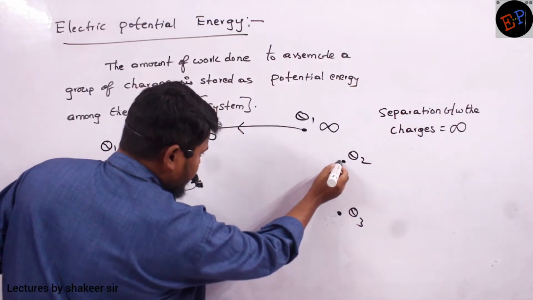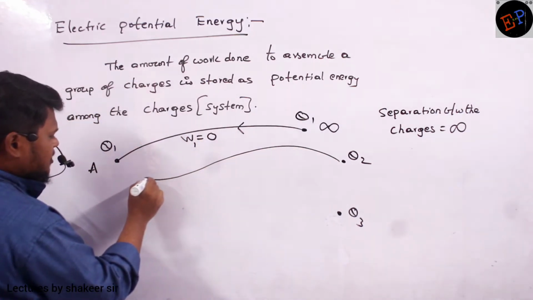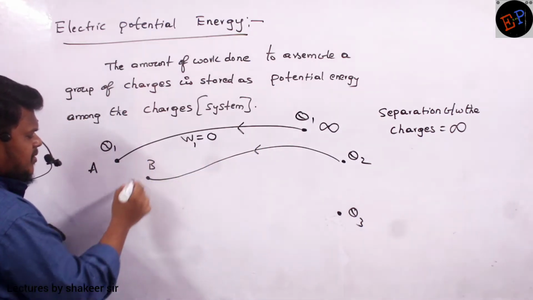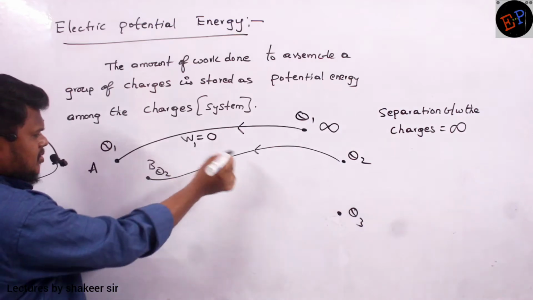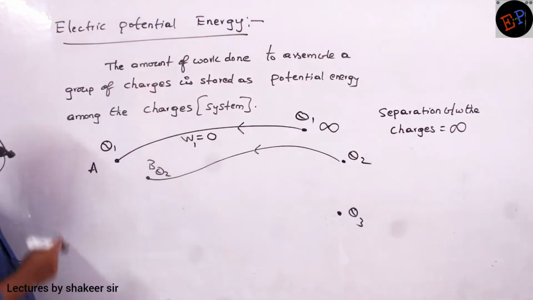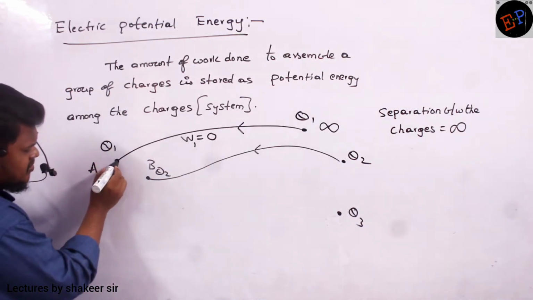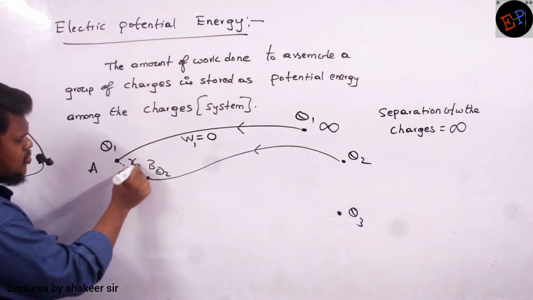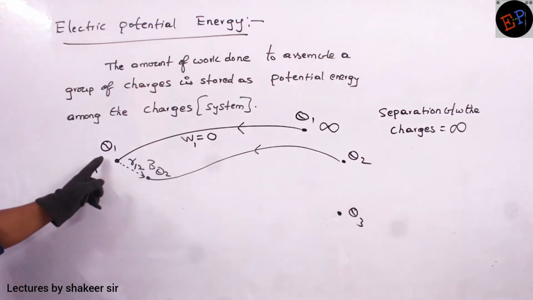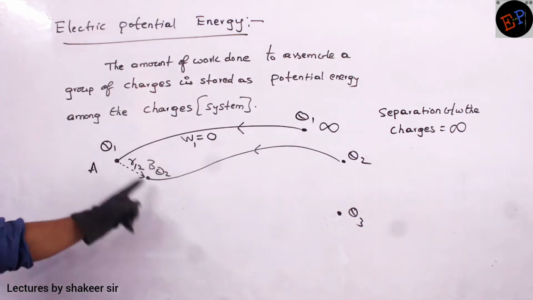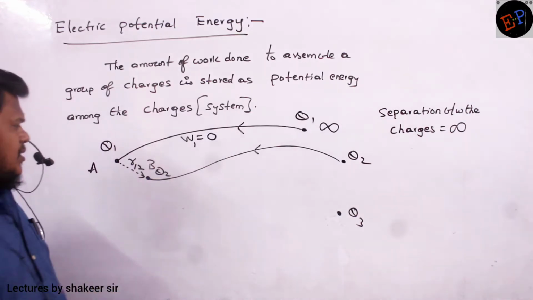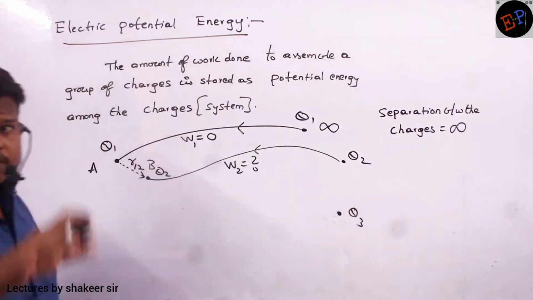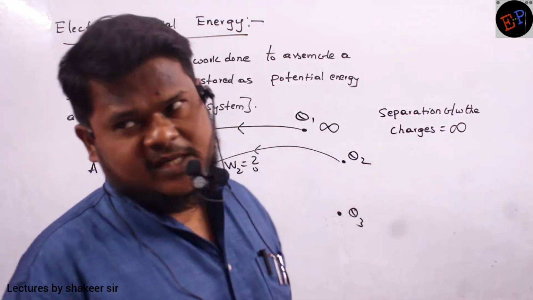Next what I do is, I take this second charge and place it up to here. Let this be point B, and I am placing charge Q2 at this position. Let this distance be R12. So the distance between the first charge and the second charge, I am assuming to be R12. Now, do I need to do some work or not? I have to do some work. Why?